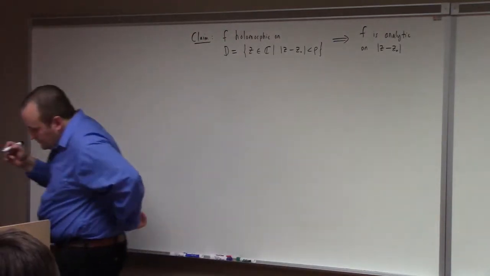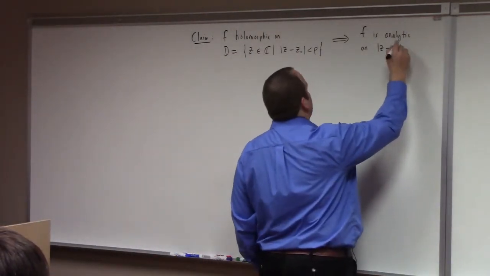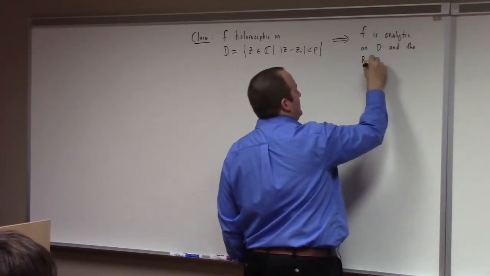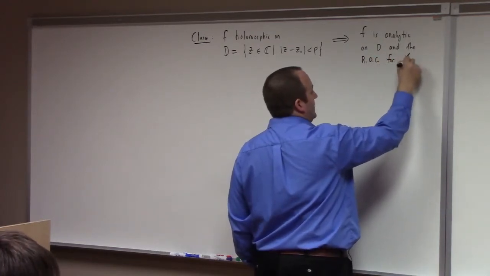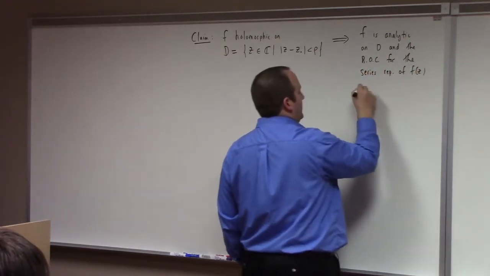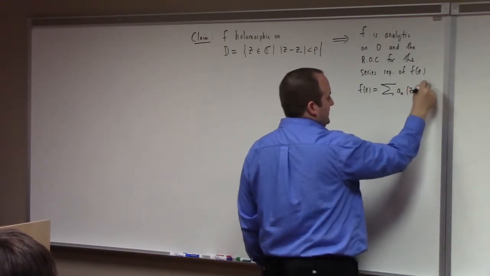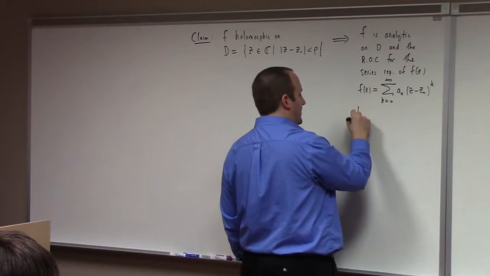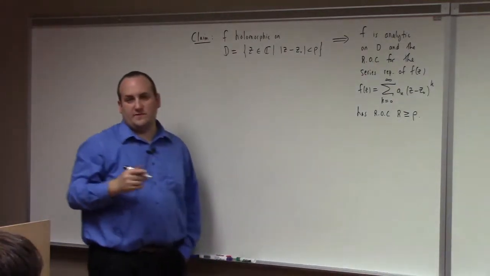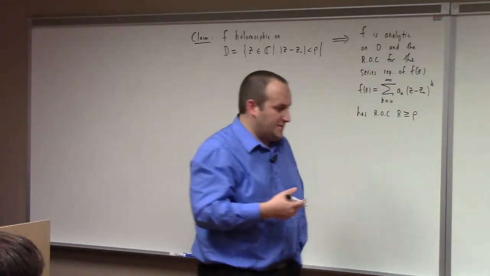Let's think carefully. Well, it's analytic on D, let's say, and the radius of convergence for the series representation of f of z, in other words, f of z is equal to the sum of a sub k times (z minus z naught) to the k, k equals 0 to infinity, has radius of convergence r, which is greater than or equal to rho. Okay. So it's not that it's analytic on some subset of the disk on which it's holomorphic. It's analytic on the whole disk, and at least that much, maybe more.